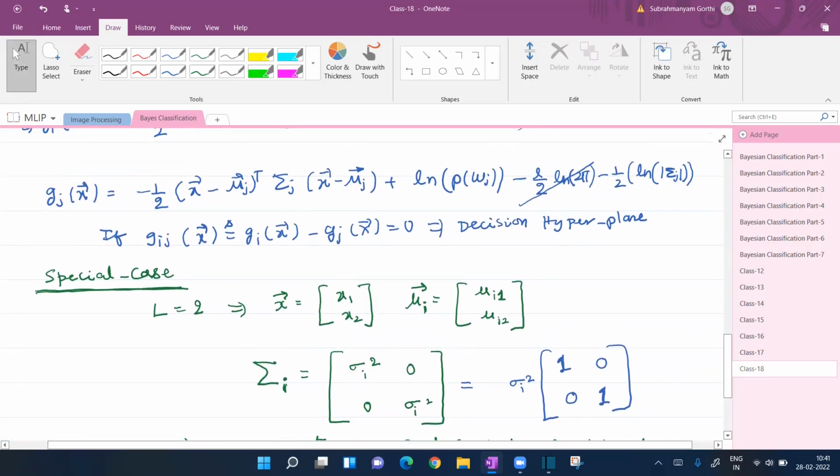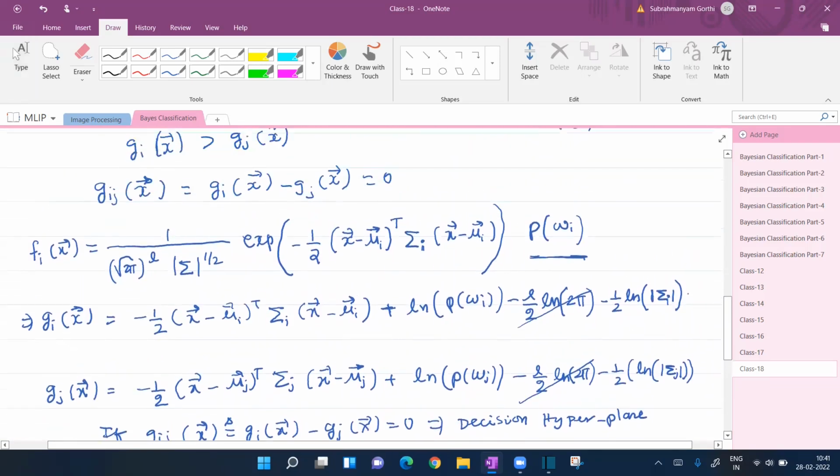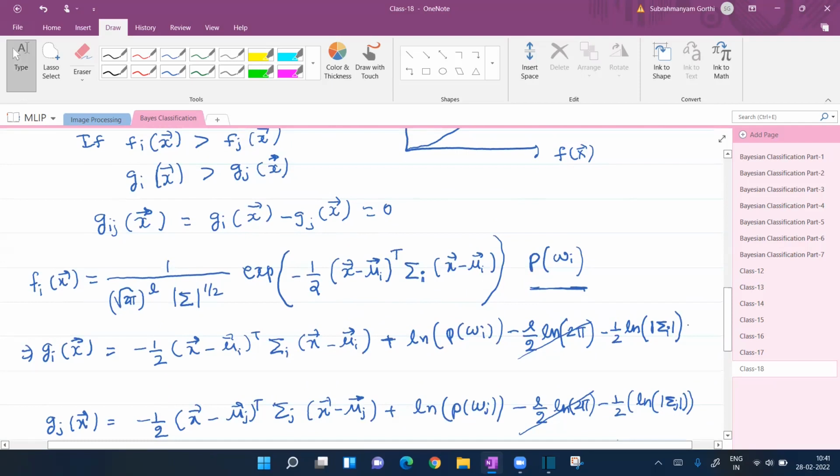Again, I made a small mistake here. Can anybody tell me there is some mistake in this equation, Gi of x bar? Can any of you identify and tell me? I realized it just now. Sigma inverse. Correct, very good. This is inverse. That was the mistake. Please correct that.